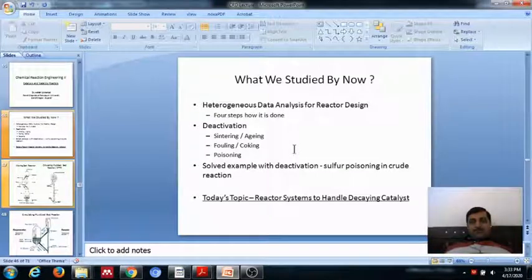In the first video lecture we have seen heterogeneous data analysis for reactor design, and we have seen the multiple steps on how it is done, taking crude experimental data and moving on to develop a rate law and finally getting into the reactor design after evaluating the different parameters.